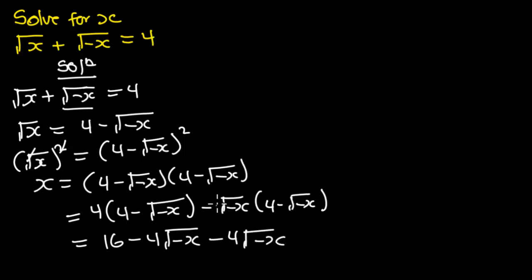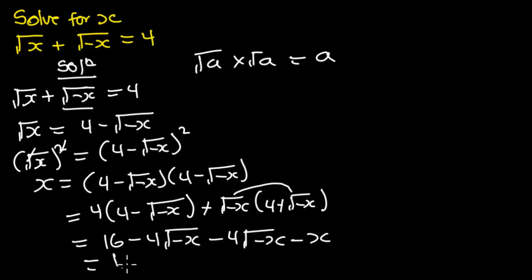Then here we have negative, we cancel negative. And then here we are going to use this law: when we have square root of a multiplying square root of a, this is the same as a. And so from here, square root of negative x multiplying square root of negative x gives us negative x. Now we are going to have 16 minus 8 square root of negative x minus x, and then this will be equal to x.